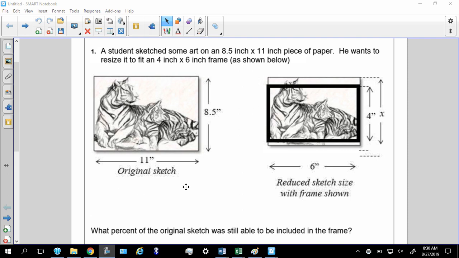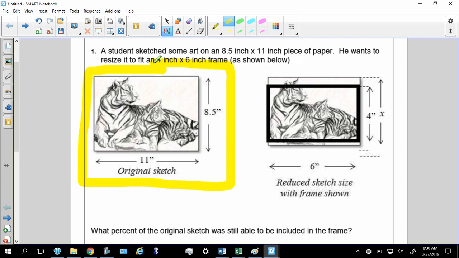All right, the last one we're going to be going over is this one right here. It's similar to a TV, except we're dealing with a painting. So similar but different. A couple things you need to highlight: a student had this original sketch, and they're trying to shrink it down to fit into this frame. Notice that there's space above and below it, so obviously the tiger cannot fit into the frame. The question is, what percent of the original sketch was still able to be included in the frame?